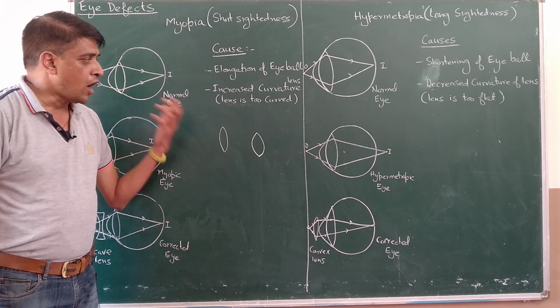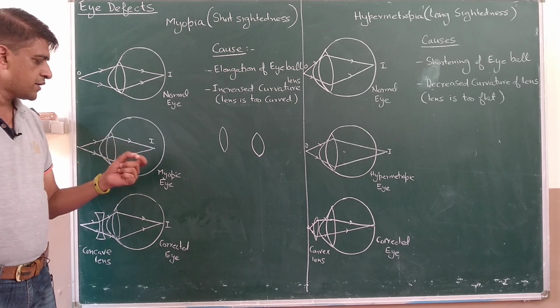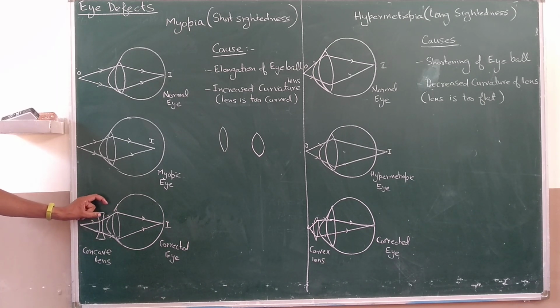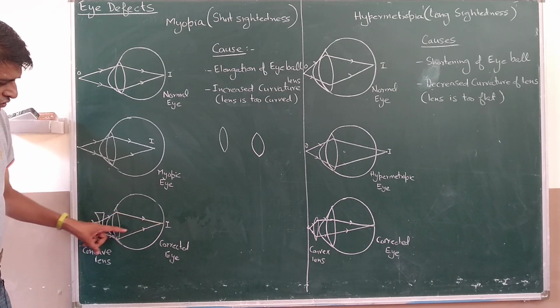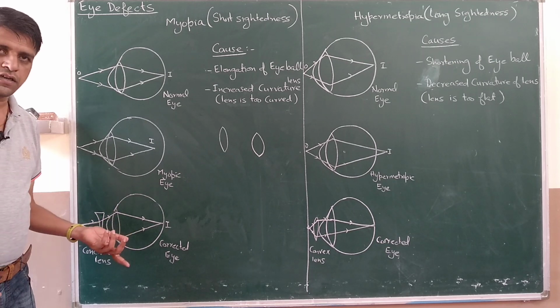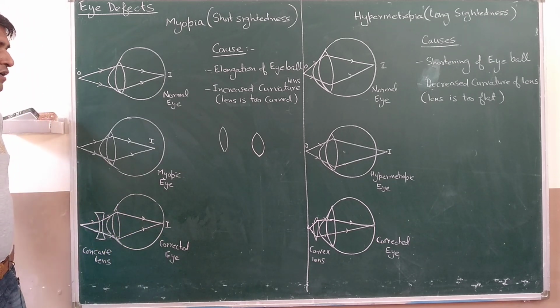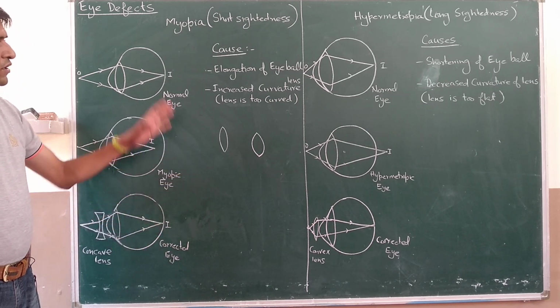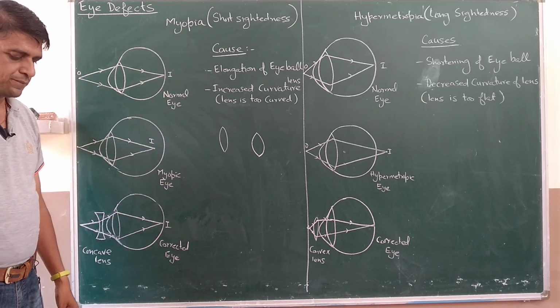Now how can it be corrected? It can be corrected by using a concave lens of suitable power. This concave lens, because it is diverging in nature, diverges the light rays, and then the convex lens of your eye again converges them at the right place, that is the retina. Now the person can see the objects clearly. In this way you can correct myopia.